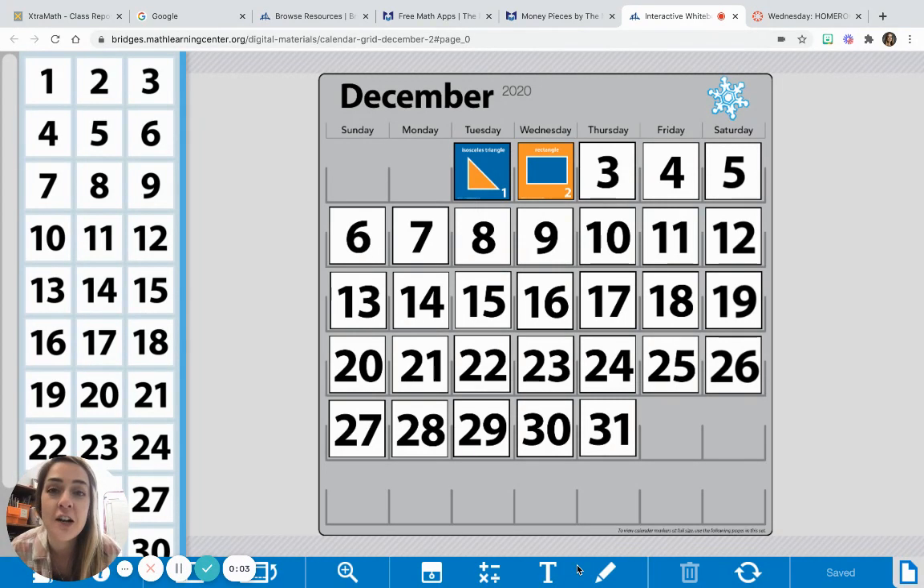We are going to start off by doing number corner, and then we are going to do a quick math lesson about counting mixed coins, and then I'm going to send you off to practice on your own. So here we are in the month of December, and there are 12 months in a year.